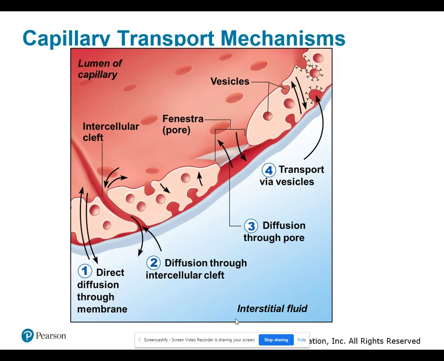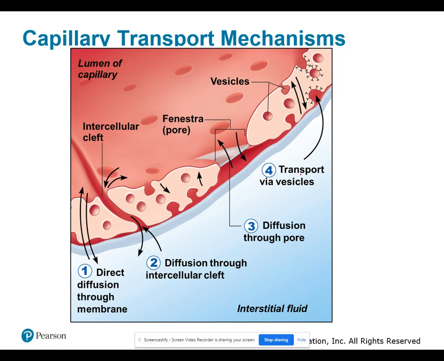Okay. So here's a picture that kind of illustrates these 4 different routes of capillary transport. Again, the first one is directly through the membrane, so they just go right through it. The next one is through these intercellular clefts. So again, these are just little holes or pores where they can come into the tissue. The next one is diffusion through a pore, which is your fenestrated capillary. So you can see how much bigger this pore is than this little cleft hole. So this again allows larger molecules.